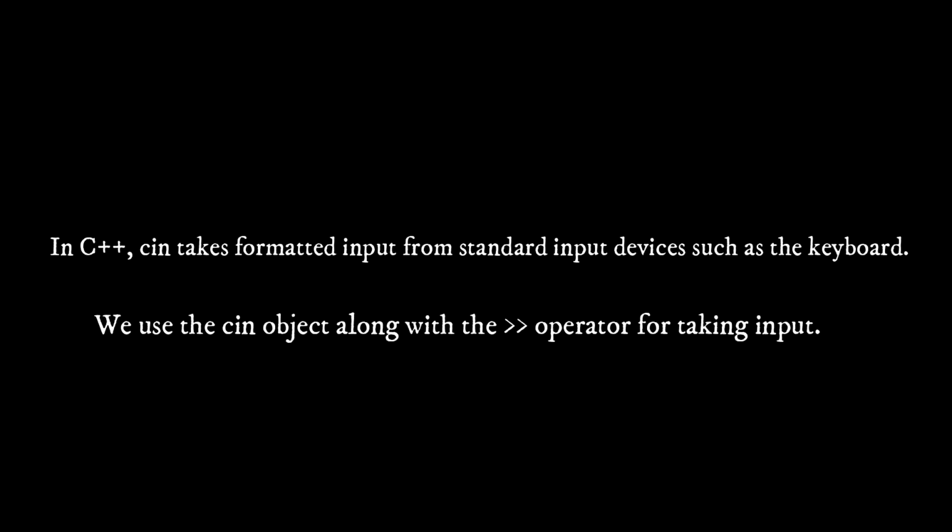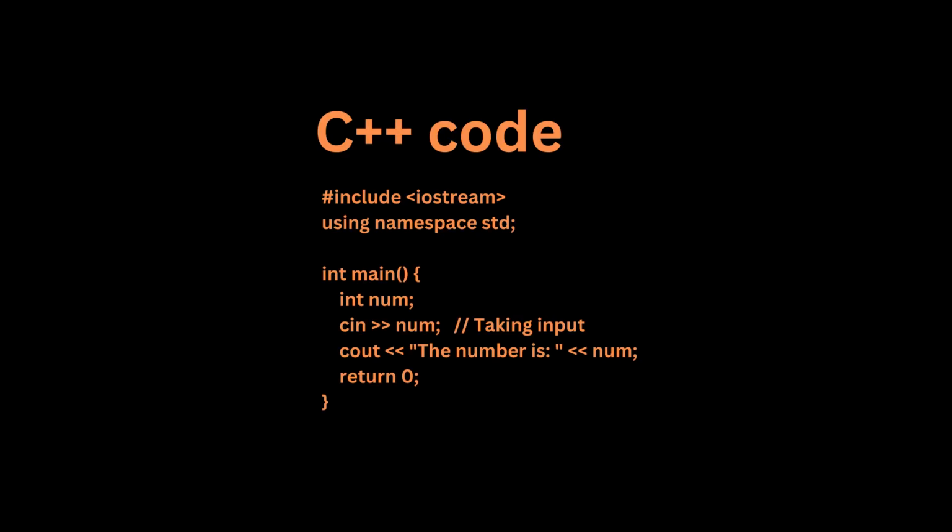Now we are going to see the C++ basic input function. In C++, cin takes formatted input from standard input devices such as the keyboard. We use the cin object along with the greater than operator for taking input. In the program, we used cin greater than num to take input from the user. The input is stored in the variable num. We use the greater than operator with cin to take the input.